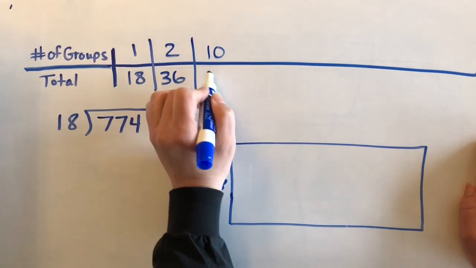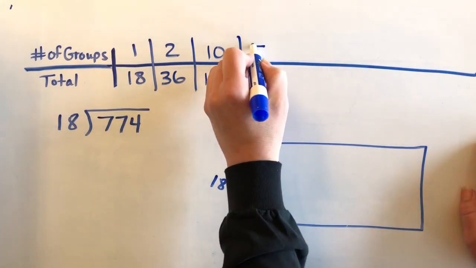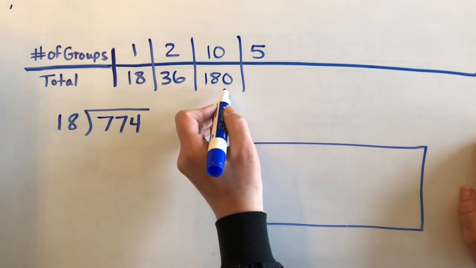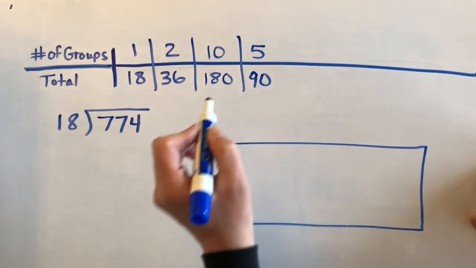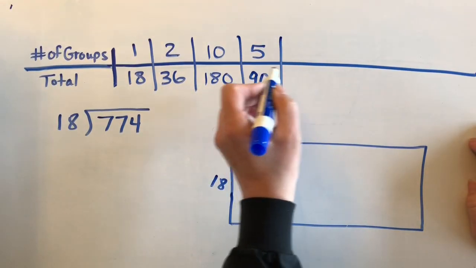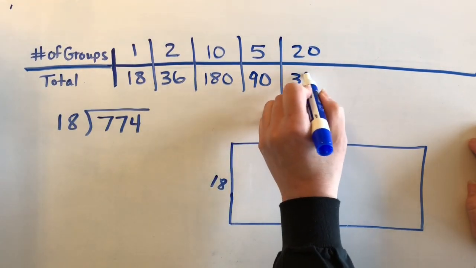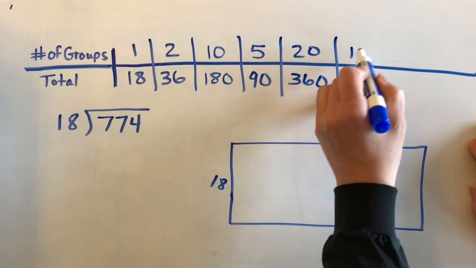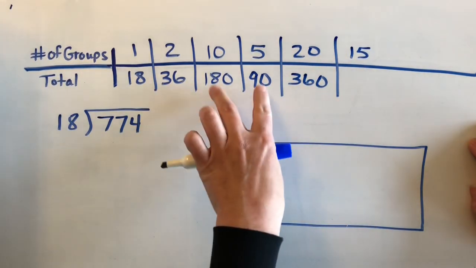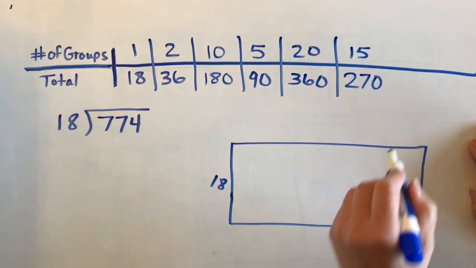10 groups is 180 if you save the 0. Half of that, 5 groups, is 90. And then if I do 20 groups again, 20 groups is 360. And we'll do 15 groups, which is these two added up again, so it's 270.